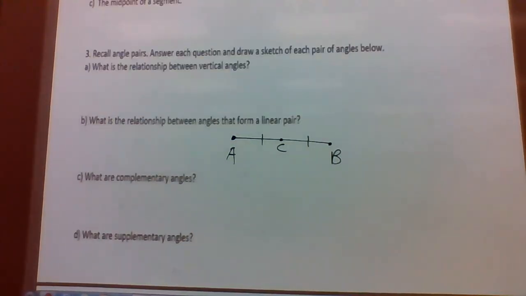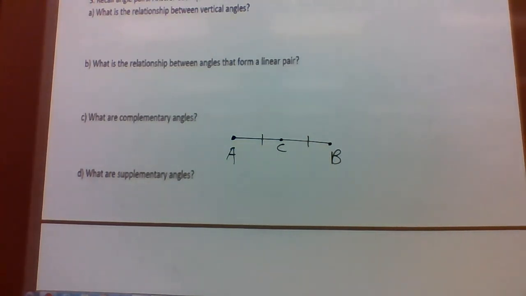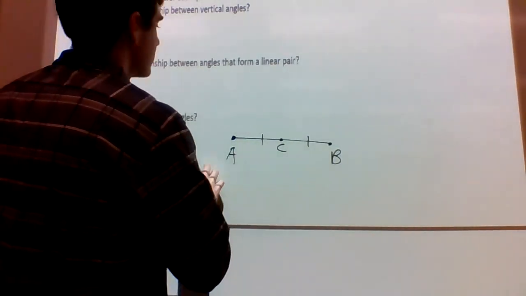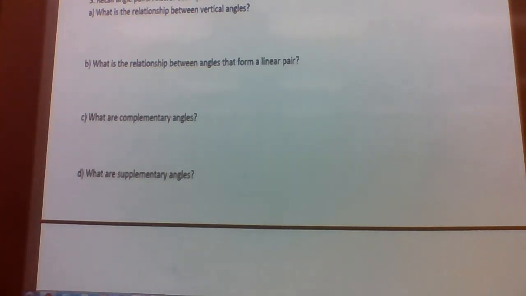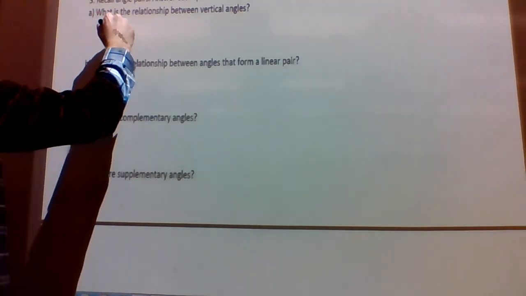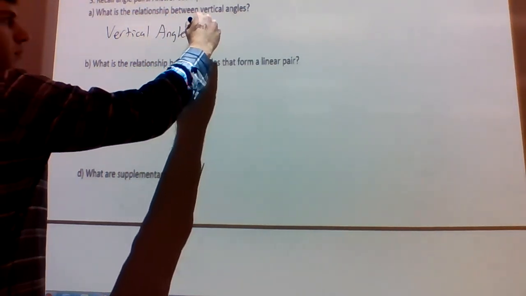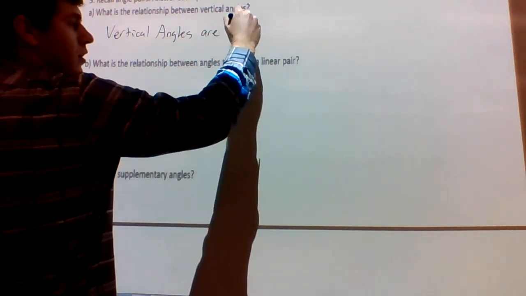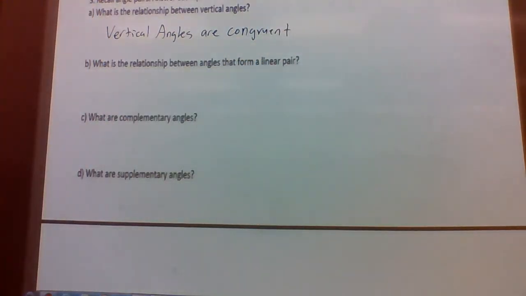Number 3, recall angle pairs. Okay, answer each question and draw a sketch of each pair of angles below. So A is asking, what is the relationship between vertical angles? Well, vertical angles are congruent, always congruent in all situations. Okay, and then it wants us to draw a pair.